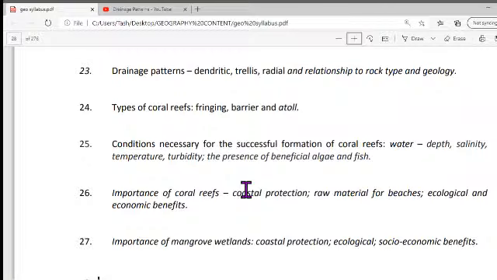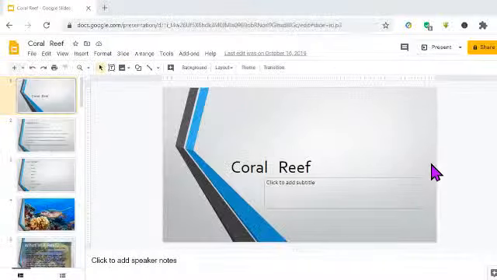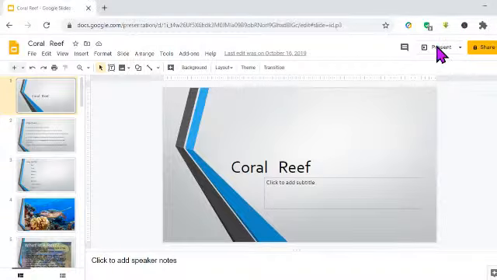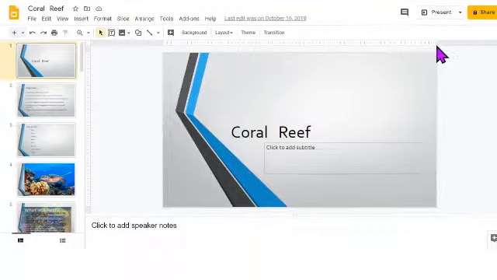All right. So we're going to look at coral reef now. So this is coral reef. This PowerPoint was actually made by the Montego Bay Marine Park.